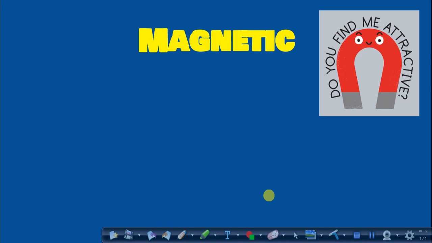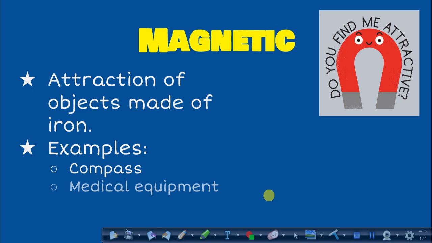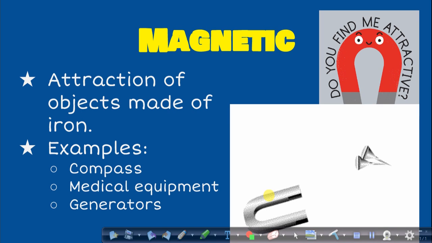Our last type of energy, which is really not a type of energy, it's actually a force, that we're going to talk about a little bit here is magnetic energy. It's the attraction of objects made out of iron. So examples of things such as a compass or medical equipment or generators. And it's when things are attracted because of a magnetic pull. And those are the 8 different types of energy.